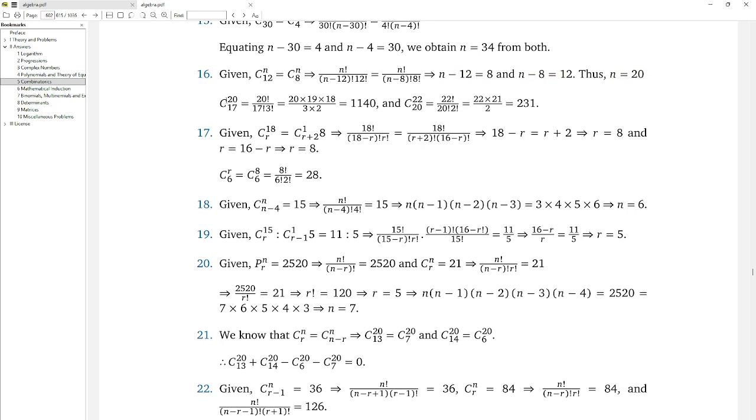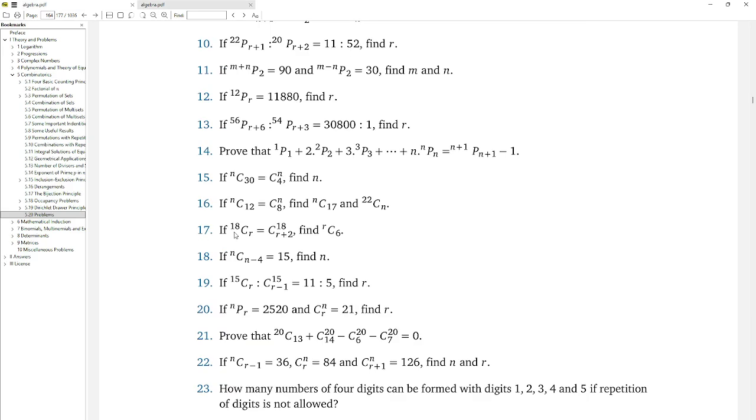And now we have to calculate nC17, that is 20C17. We substitute in the formula, we get 1140. We also need to calculate 22Cn, that is 22C20, which will be equal to 231.